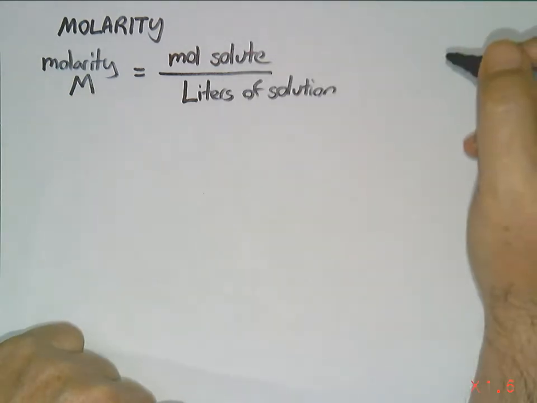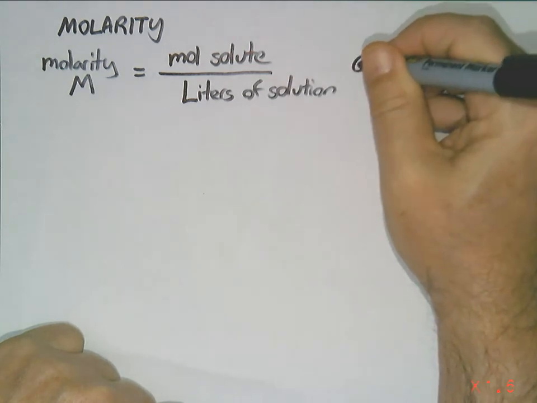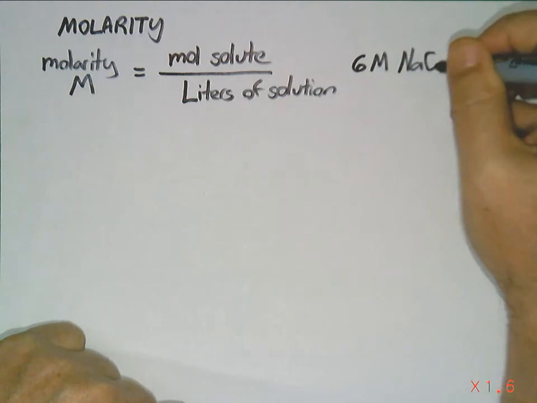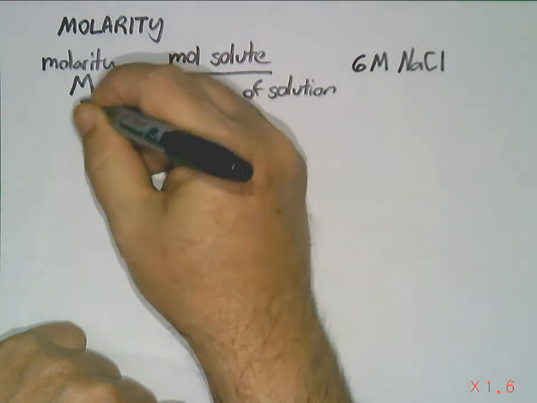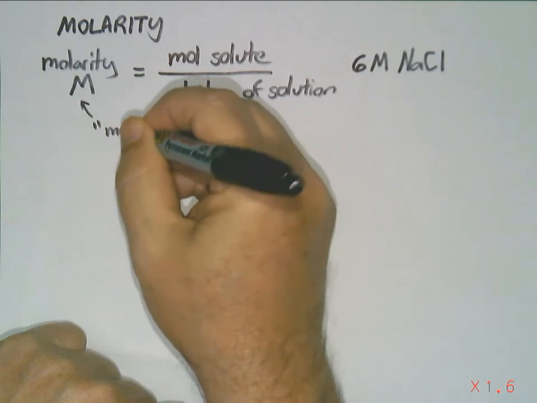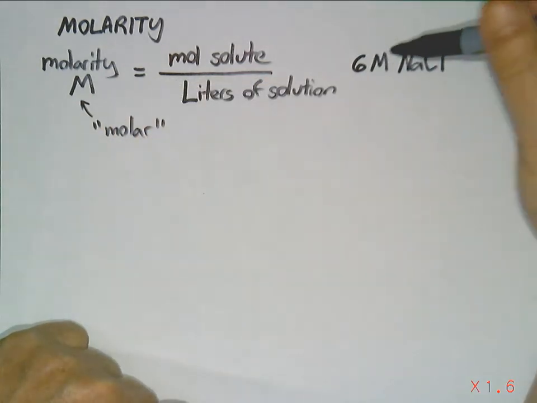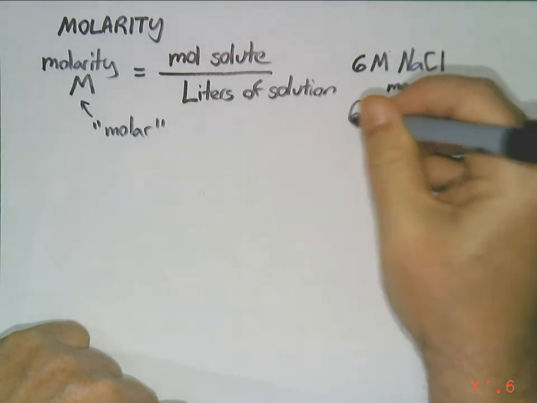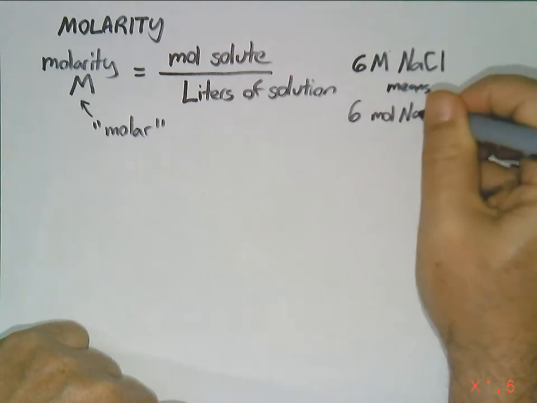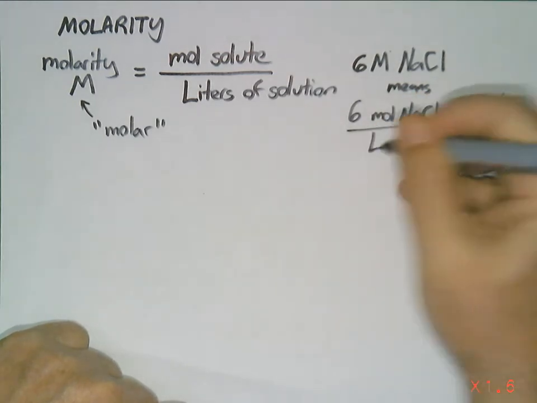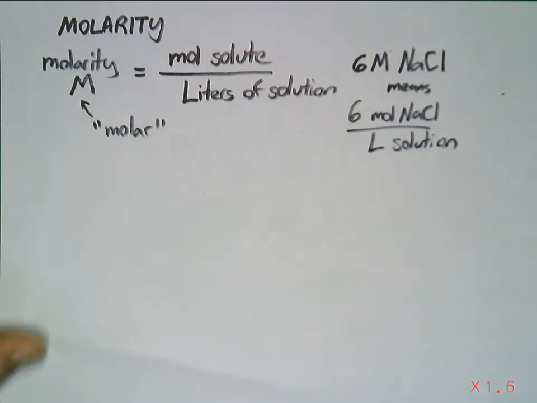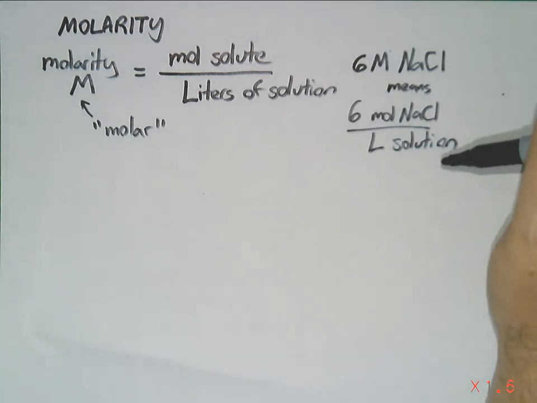So if you see on a bottle in the lab 6 molar NaCl, you'd say that M as molar. Six molar NaCl means that you have 6 moles of NaCl per liter of solution in that jar. Different solutions can have different concentrations, of course. Depends on how much salt you put in there.